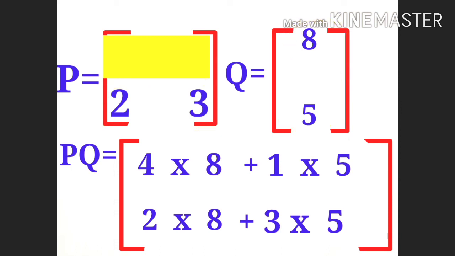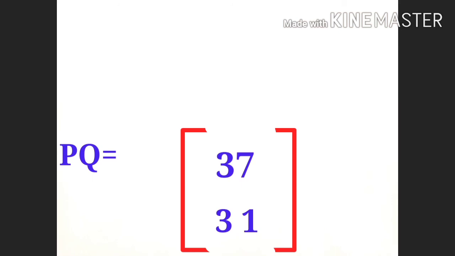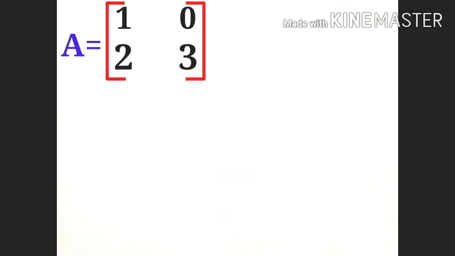So this means that our product matrix is ready. All we have to do is simplify it, friends. So on simplification, this is the product matrix. It is of order 2 by 1. Friends, this is another example.